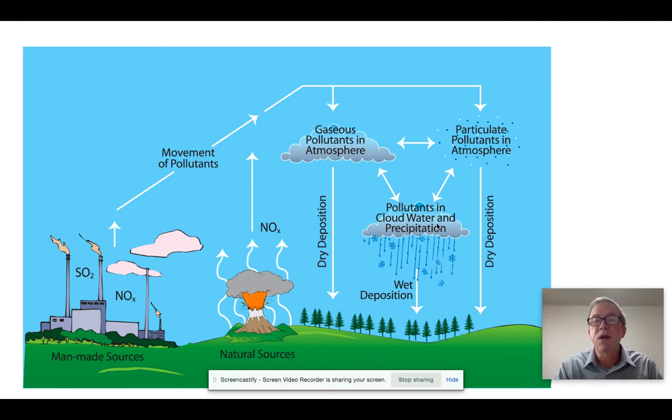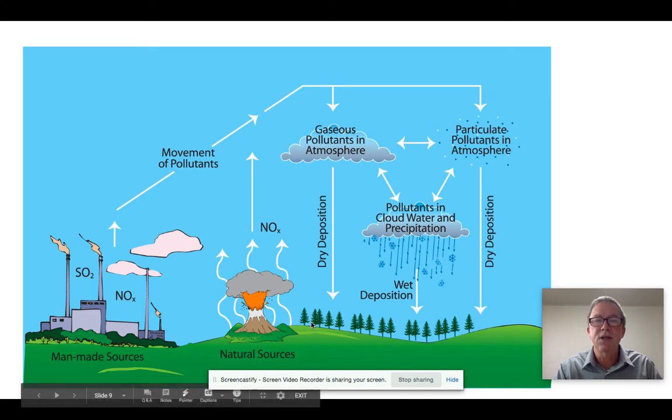If it mixes with water, we get acid precipitation, wet deposition. That would be rain, snow, hail, or fog. And then dry deposition is just where particulate matter in the atmosphere comes down and lands on the ground without first mixing with water to form the acid solutions.